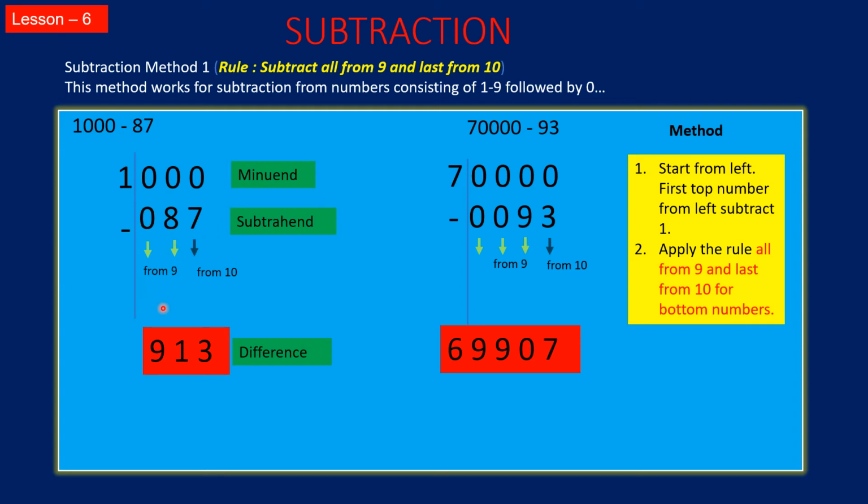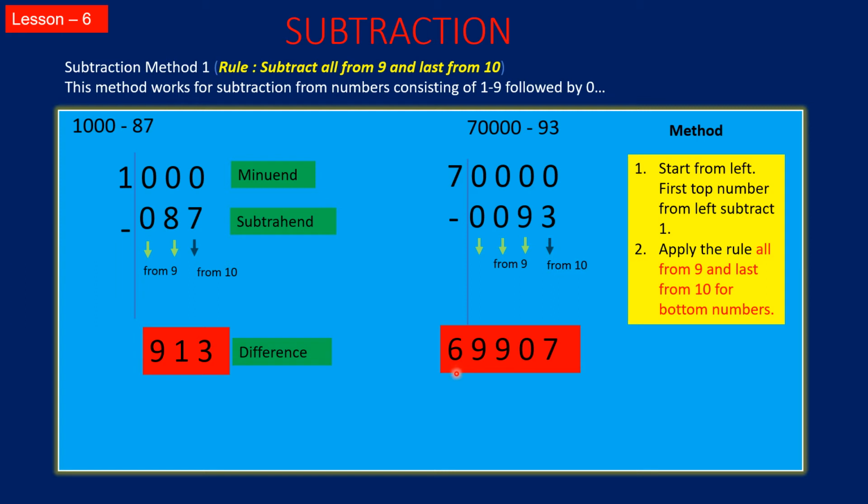One more example, 70,000 minus 93. So write down 70,000 and then you write down 93. So here there are no numbers, so you can simply add zeros here. Alright, and then here you just draw your answer box. Start from left. First top number from left, subtract 1. So 7 minus 1 is 6, so write 6 in the answer box.